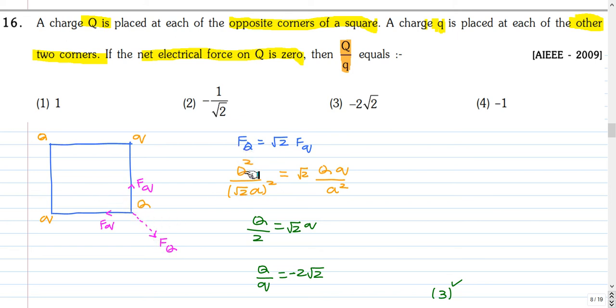And F_Q is given by Coulomb's law, Q square divided by the distance square, and this distance is root 2 a. The side of the square is a, so the diagonal is root 2 a, and F_q is q into Q divided by a square. So from this we get Q by q as 2 root 2, and the sign of small q is opposite to that of capital Q. Only then this attractive force will be possible. So the ratio is minus 2 root 2. Correct option is option 3.